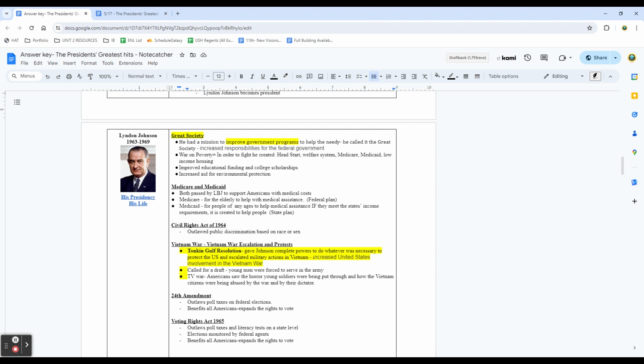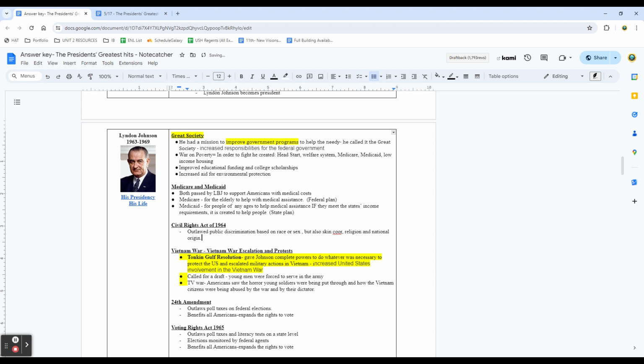In addition to these Great Society programs, the Civil Rights Act of 1964 is a major landmark legislation outlawing discrimination, not just based on race or sex, but also on skin color, religion, and national origin. So it doesn't matter where you're from or what you look like. You shouldn't be discriminated in America. This civil rights legislation is a major component. You should know it for the Regents essays in detail. And again, this was a JFK initiative that Lyndon Johnson signed.